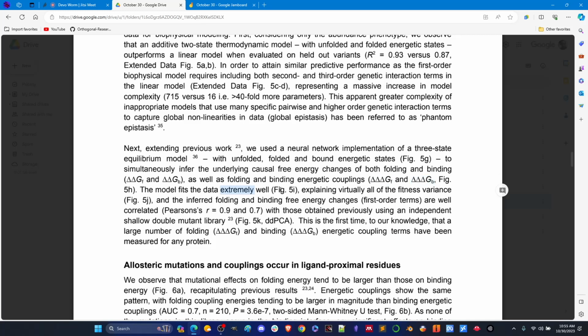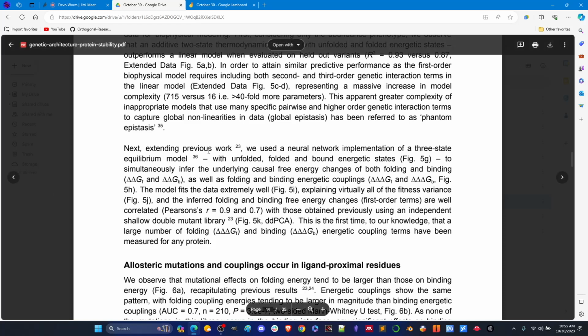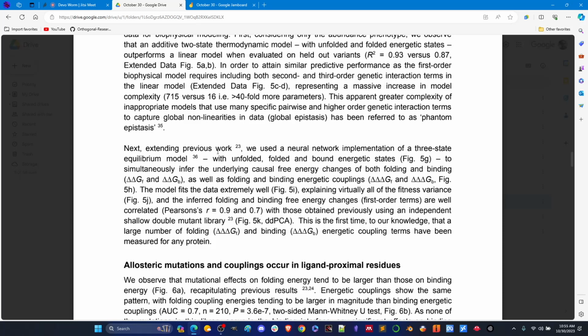This model fits the data extremely well, explaining virtually all of the fitness variance, and the inferred folding and binding free energy changes, those are first-order terms, are well correlated with those obtained previously using an independent shallow double mutant library. This is the first time, at least to their knowledge, that a large number of folding and binding energetic coupling terms have been measured for any protein. So they're actually able to do a good job of measuring these with their parameters and getting new types of characterization.